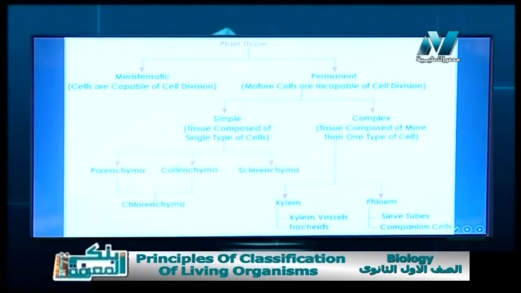We have another group here, plant tissues. In the plant tissues, we can find meristematic tissue or permanent tissue, and these tissues can be classified into simple or complex, and so on.